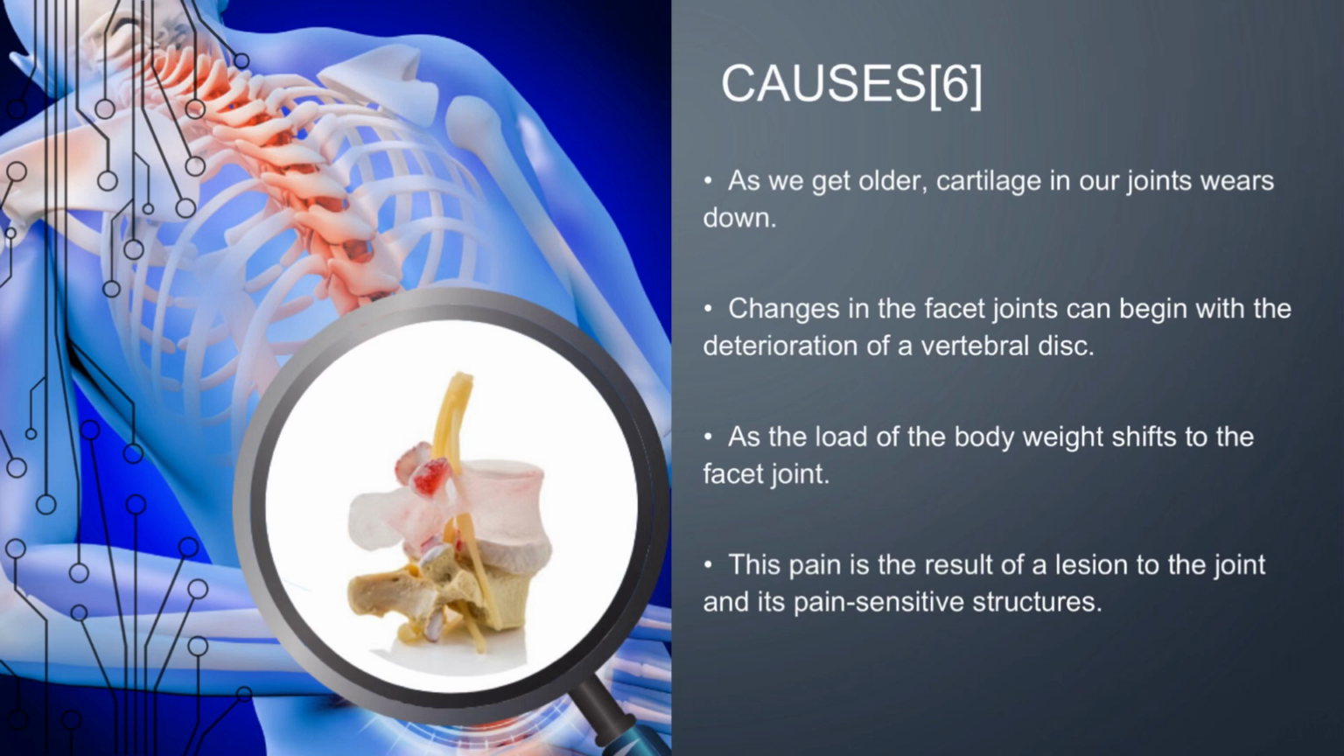As we get older, cartilage in our joints wears down. So an injury, repetitive movements, obesity, poor posture, and other spine conditions can change the way our facet joints move or how they're aligned. Changes in the facet joints can begin with the deterioration of a vertebral disc, as the load of the body weight shifts to the facet joint. This pain results from the lesion to the joint and its pain-sensitive structures.